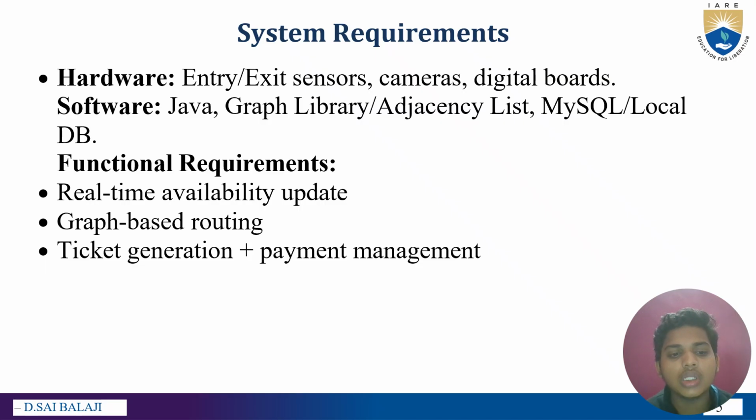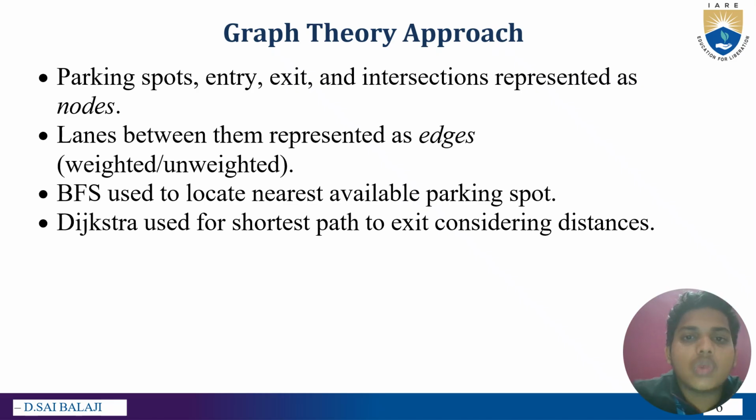Coming to the next one, we can see the graph theory approach. What is the approach of graph theory towards this problem? From my side, parking spots, entry, exit, and intersections are represented as nodes, and the lanes between them are represented as edges, weighted or unweighted. Mostly it looks unweighted because the dimensions may vary. BFS is used to locate the nearest available parking slot. We also use Dijkstra's algorithm for the shortest path to exit, considering distance. Whichever vehicle enters, it finds the shortest path and should be parked there.